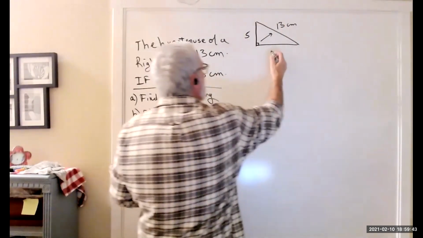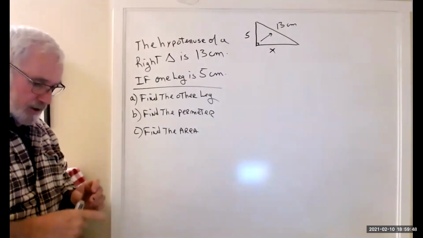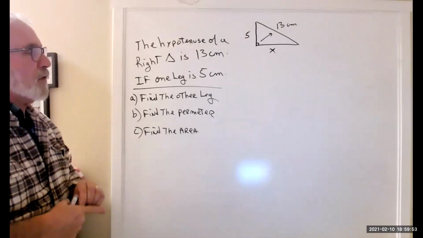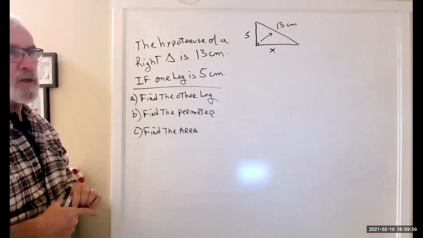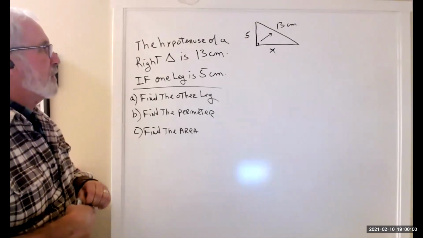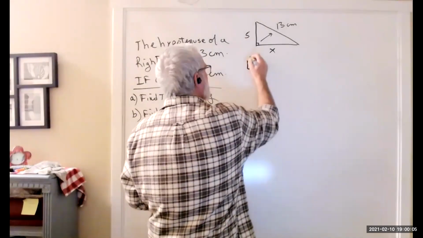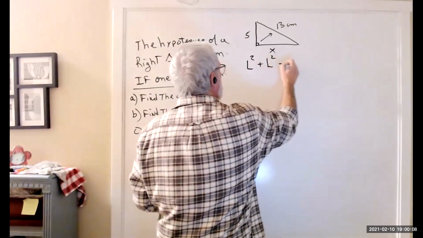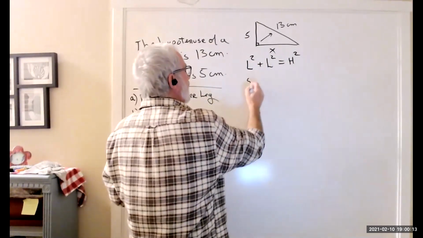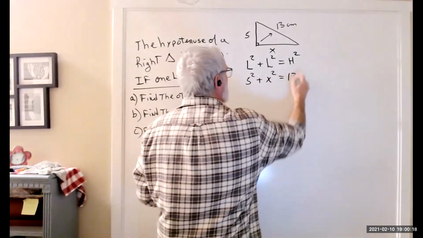And we want to find the other leg, which we'll call X, because we're all in math and we're all very boring and unimaginative, because that's the only variable we can think of. So that would be a good start. I've drawn the picture, putting the 13 on the hypotenuse, 5 on one of the legs, X on the other leg. So the formula says leg squared plus leg squared equals hypotenuse squared. So I have 5 squared plus X squared equals 13 squared.